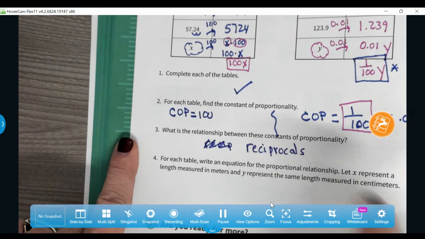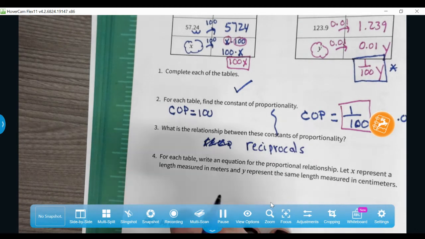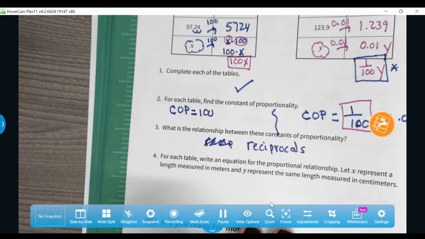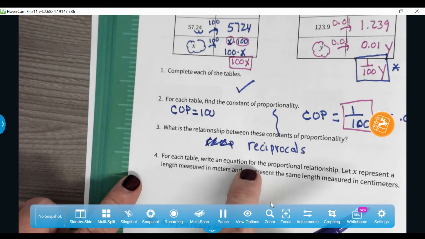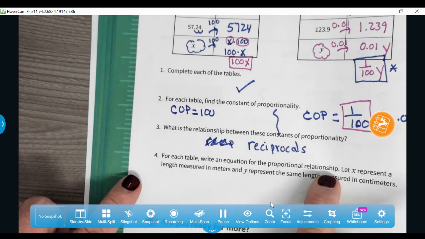There we go. They're reciprocals of each other. They're maybe the opposites of each other. Right, we could think of it that way. Okay, for each table, write an equation for the proportional relationship.